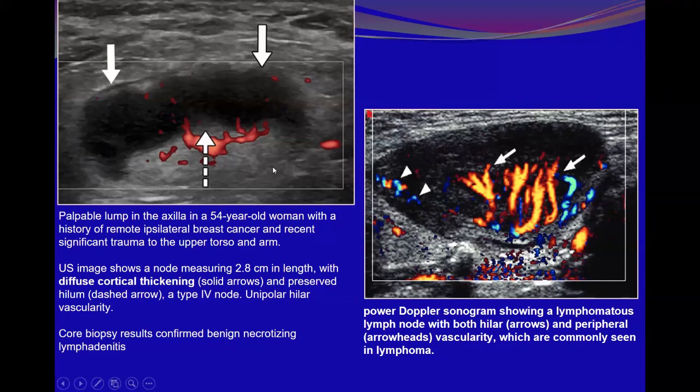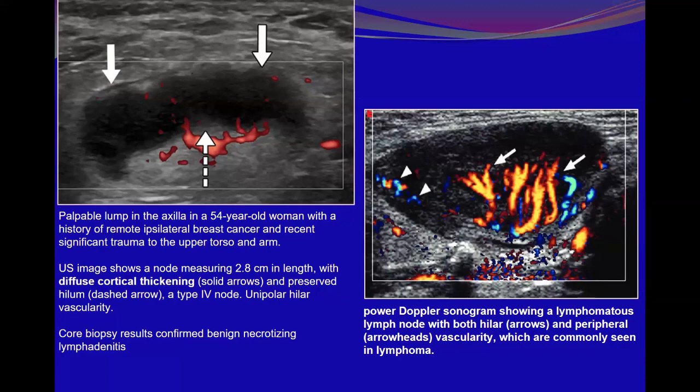Okay, thank you very much for your response and discussions. Nice discussions. Okay, it is obviously suspicious from morphology. And here they mentioned a 54-year-old woman with history of remote ipsilateral breast cancer and recent significant trauma to the upper arm. So it can represent either recurrence, metastatic node versus reactive from the trauma.